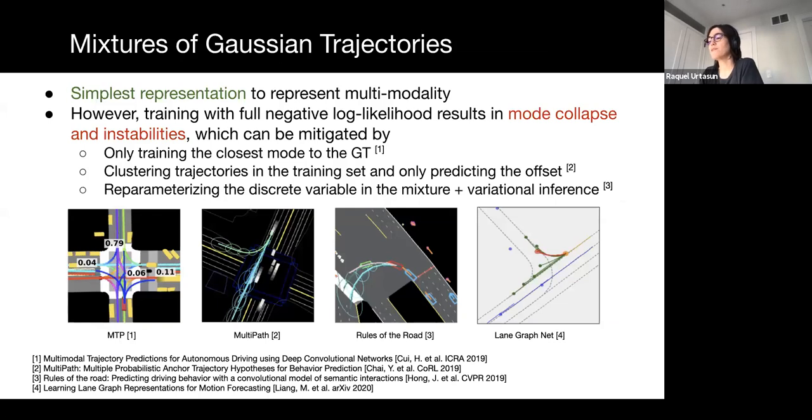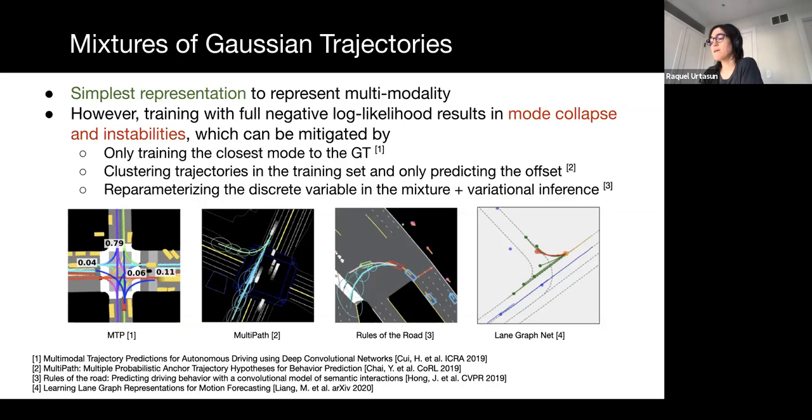The simplest way to capture this multimodal uncertainty is to have a mixture of Gaussian trajectories. Basically, a predefined number of modes, where each mode is a sequence of bivariate Gaussian waypoints over time. However, training directly with this negative log likelihood tends to be unstable, probably because of the fact that we only observe one of the modes in the ground truth, and the modes can be very far apart as the prediction horizon grows.